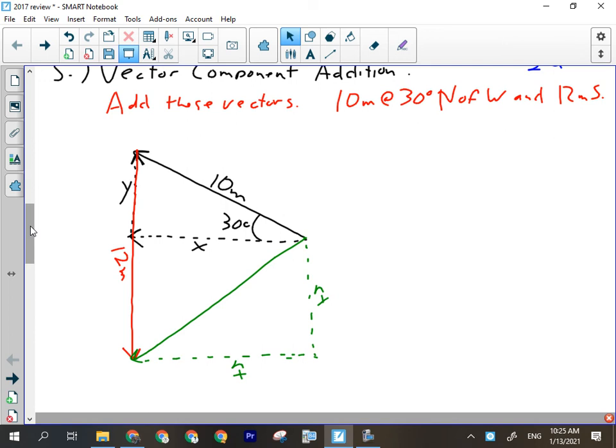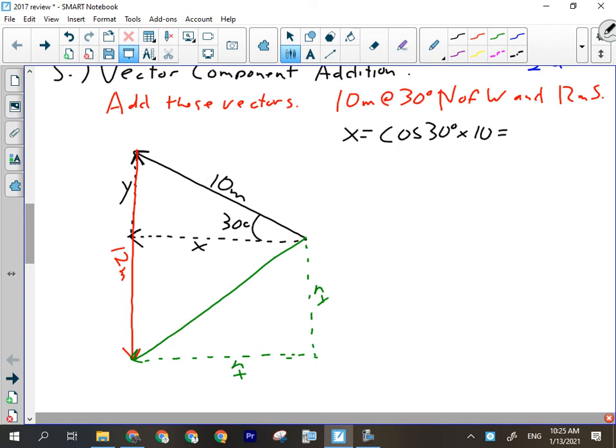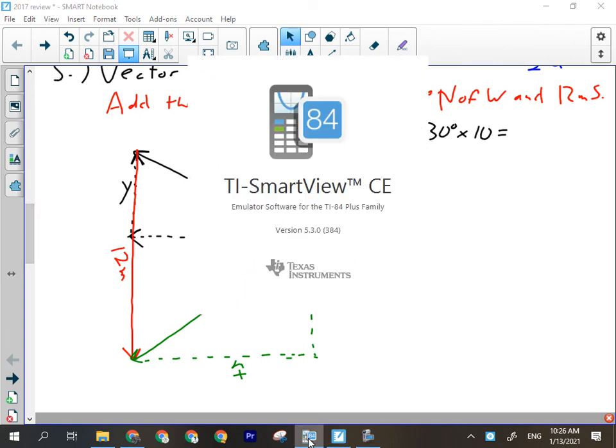All right. I need to find all the x and y components. So I'm going to find black x first, okay? It's the adjacent side to the 30 degree angle. So what trig function am I going to use to find it? Which one? Cos, because it's the adjacent side and I have the hypotenuse. So I'm going to go cos of 30 degrees times the hypotenuse, which is 10, okay? And that should come out to about 8.6 something.